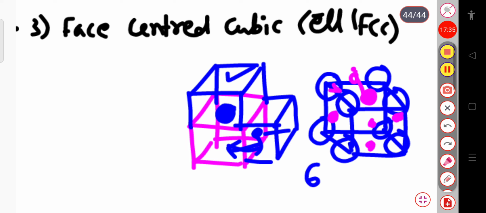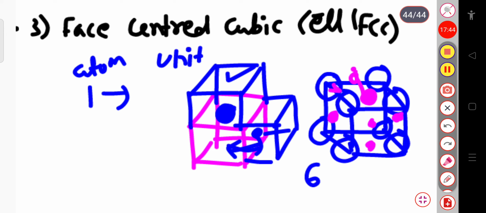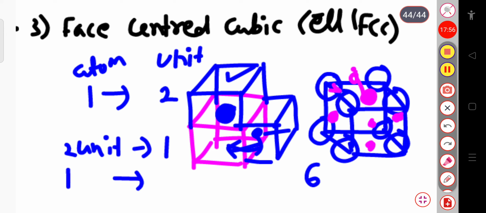One atom is being shared by the 2 unit cells. So there are 2 unit cells sharing 1 atom. So in 2 unit cells, 1 atom is present, which means in 1 unit cell half of the atom is present. Half of the atom is present in this blue one and half of this atom is present in this pink one.